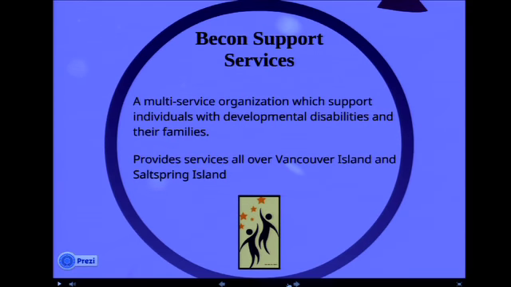So Becon is a multi-service organization which supports individuals with developmental disabilities. They have services such as group homes, and they contract out home shares. They serve over 100 individuals all across the island, as far north as Campbell River, and they also have services on Salt Spring Island.